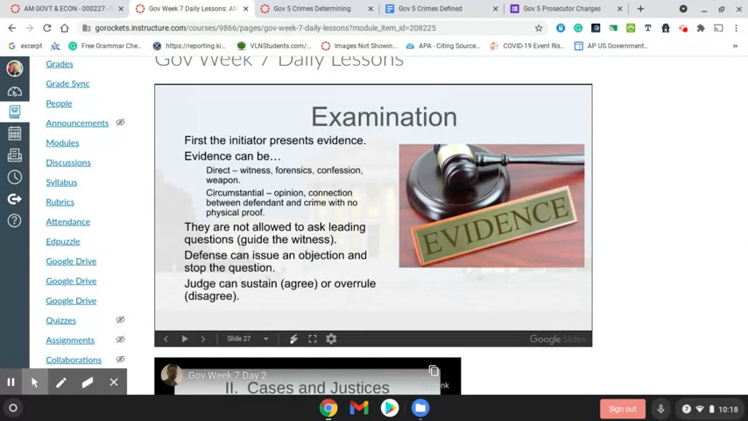And while both sides are giving their presentation, the other side has the ability to object to the things that they do. For instance, if the attorney tries to lead the witness in a certain direction, instead of just asking questions, they're making statements instead and trying to lead them in a certain direction. The opposing attorney might object to that, for instance.